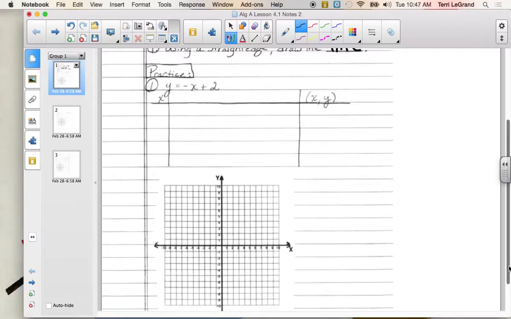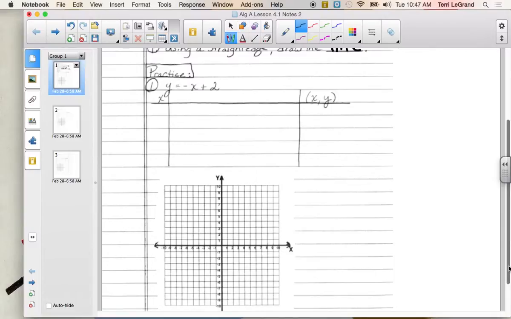Okay, here's our first one we're going to practice. Number 1. y equals negative x plus 2. What's our first step? What's it say up there? What's step 1? Solve for y. Do we get to skip step 1 or do we have to do it? Skip it. Is the equation solved for y already? Yes, it is. It's already solved for y, isn't it?